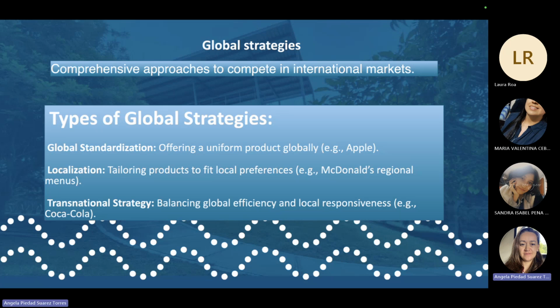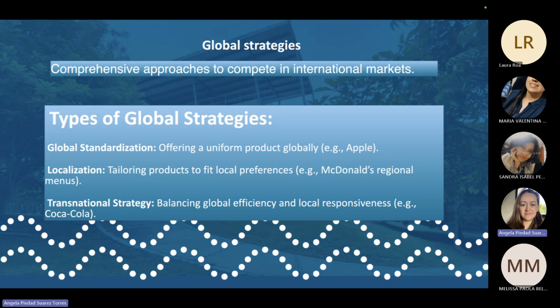One example is Apple, the company, which sells the same product in different markets. It means it's a standardized product. We're not going to find a different iPhone in China or in India or Russia or Europe. It's the same iPhone with the same technology, with the same basics of elaboration. This is one of the global strategies, but it depends on the characteristics of the product and also the consumer.